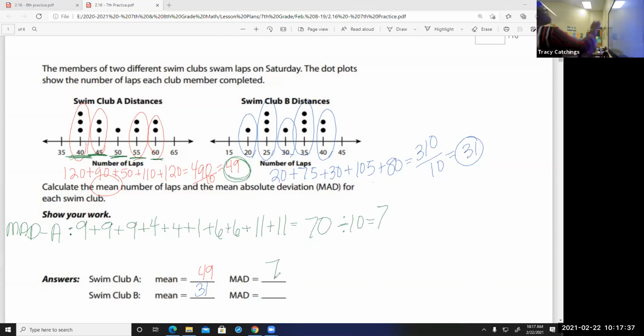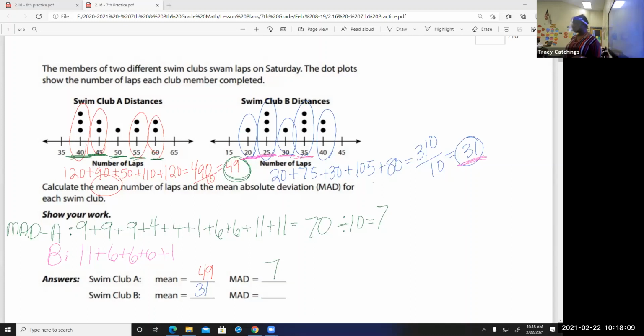All right, so then we'll do the same with B. The mean was 31. How far is 20 from 31? How far is 25 from 31? All right, we got that 3 times. How far is 30 from 31?